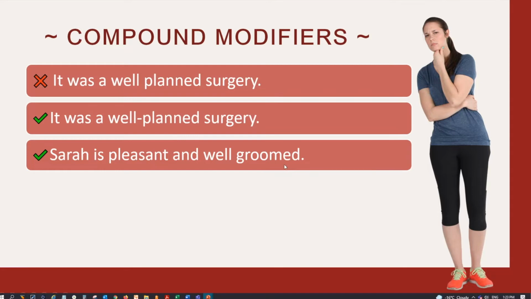What I do in that case is test it with just the second word. Sarah is pleasant and well-groomed. Sarah is pleasant and groomed. That makes sense. So you don't need to hyphenate well-groomed. It's not having to work together as a unit.